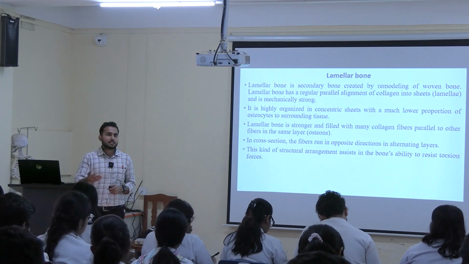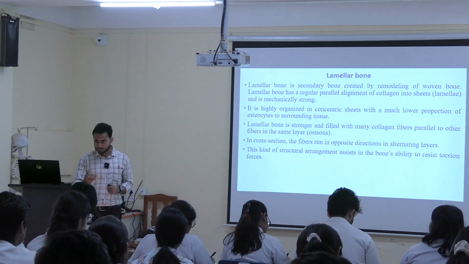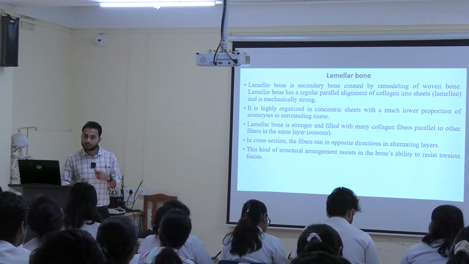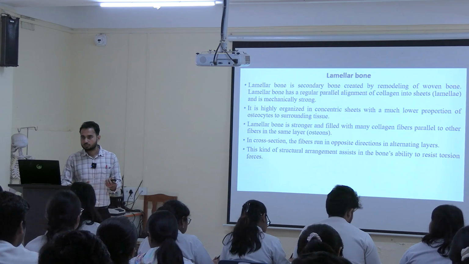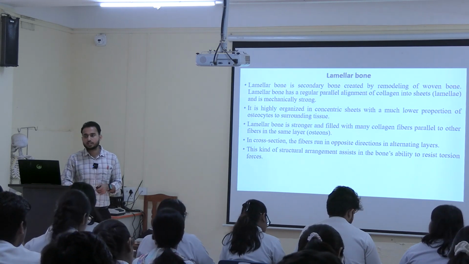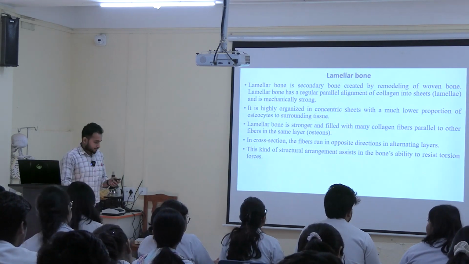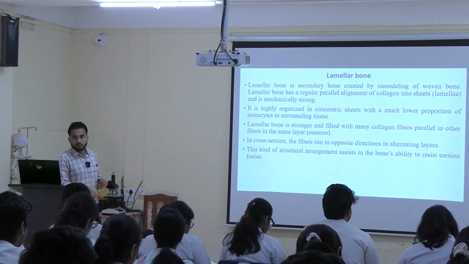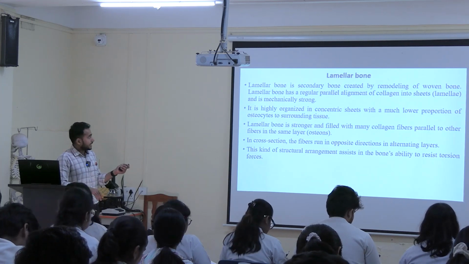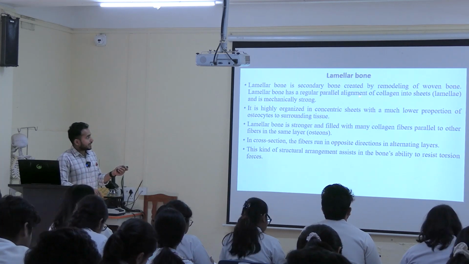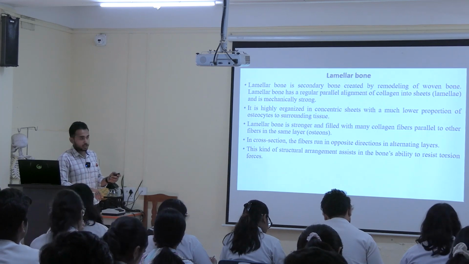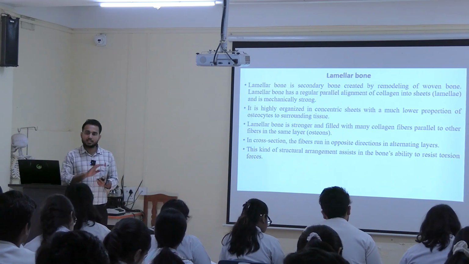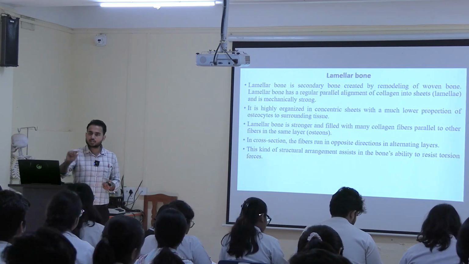Next, another example in case of an embryo. Whenever the embryo is growing, at that time bones are also forming. At that time those are woven bone. Gradually they will be replaced by the lamellar bone. So lamellar bone is the secondary bone created by the remodeling of the woven bone. Next, the lamellar bone has regular parallel alignment of the collagen sheets, very important, which are present in the lamellae. Lamellae is plural, lamella means single, a single sheet of bone.